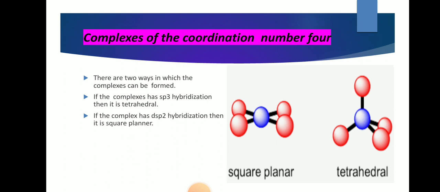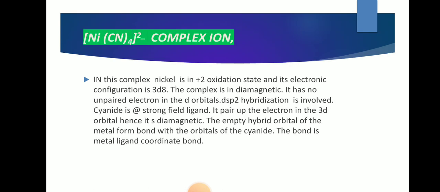There are 2 ways in which complexes can be formed. If the complex has sp3 hybridization, then it is a tetrahedral complex. If the complex has dsp2 hybridization, then it is square planar. Square planar has 4 bonds that lie in one plane, and all the angles are 90 degrees. In this case, the first example is tetracyanonickelate. In this complex, nickel is in +2 oxidation state and its electronic configuration is 3d8.